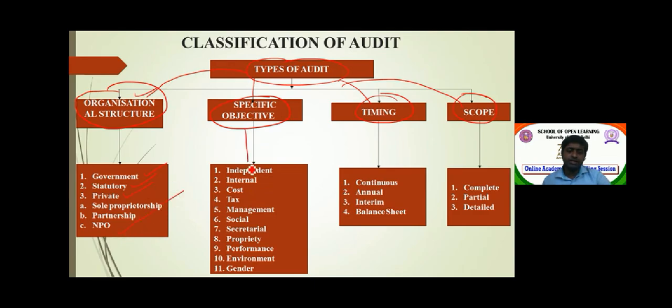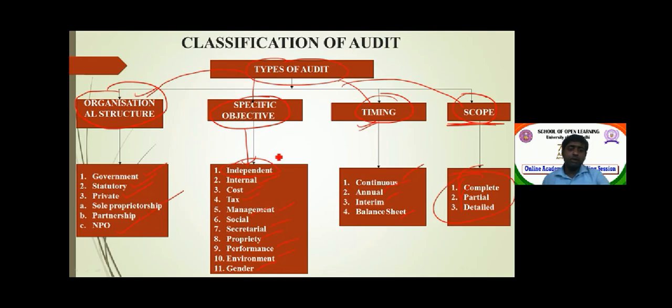With respect to the specific objective, we have independent audit, internal audit, cost audit, tax audit, management audit, social, secretarial, propriety, performance, environment, gender audit. Then with respect to the timing, we have continuous audit, annual audit, the interim audit, balance sheet, and with respect to the scope, we have complete, partial, and detailed audit. All right, so let's cover all of them one by one in detail in today's class.